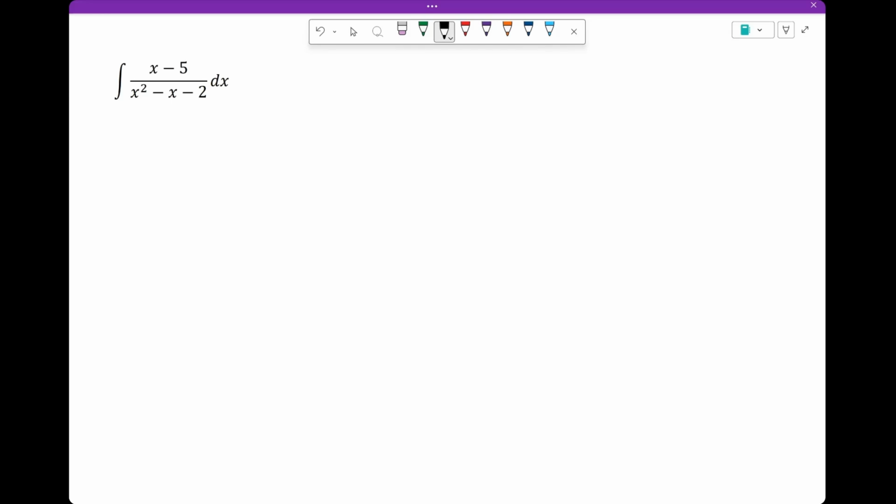In this video, I'm going to look at everything that you need to know for integrating with partial fractions for A-level maths. So first off, we need to establish when do we need to use partial fractions to integrate. So let's have a look at our first question here. So we've got the integral of a fraction.